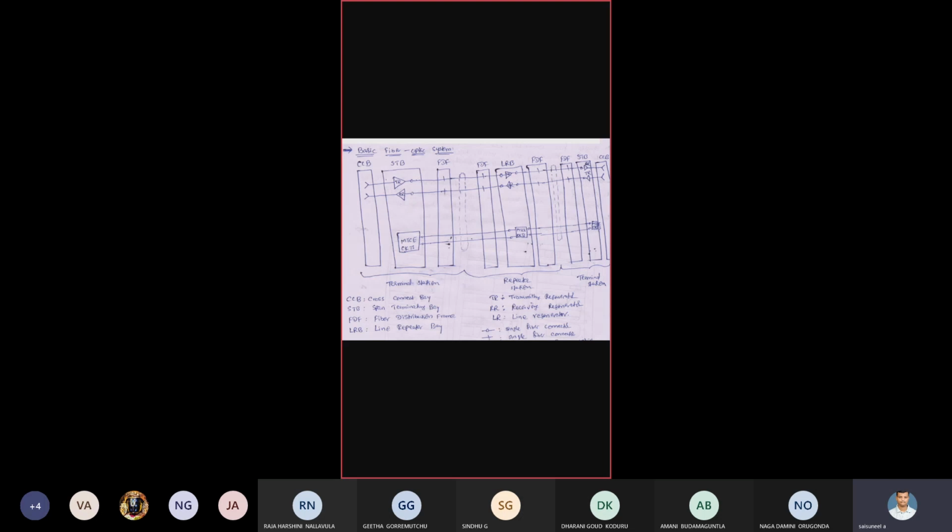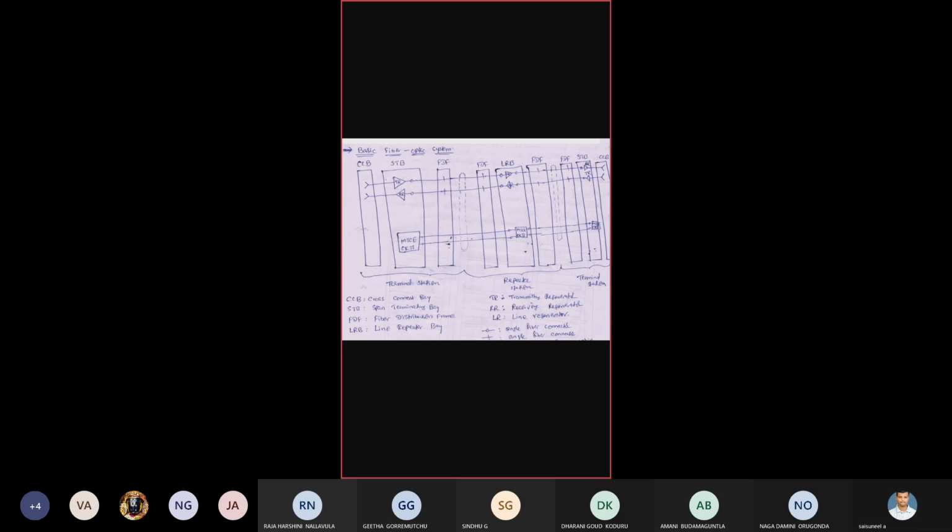Right. Here in this span terminating bay and line repeater bay, we have MTCE CKTS, nothing but maintenance circuits, which are used to protect the total network and protect the data.